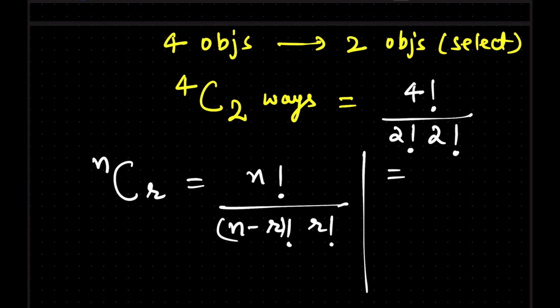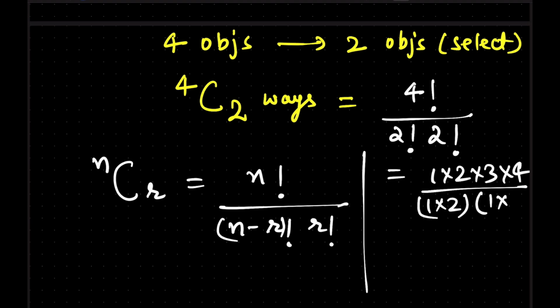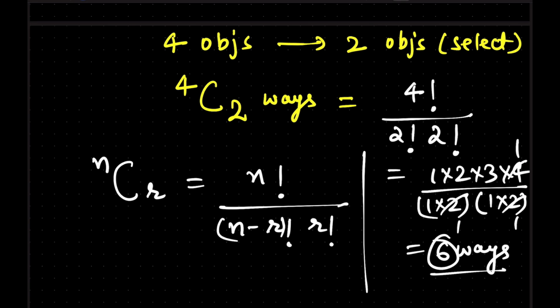If you further solve this, you get 4 factorial is 1 into 2 into 3 into 4, divided by 1 into 2, that is 2 factorial, and 1 into 2, 2 factorial. So 2 into 2 is 4, so the 4 will get cancelled from here. So you will get 6 ways. Now let's verify that if we select 2 objects from 4 objects, we get 6 ways or not.